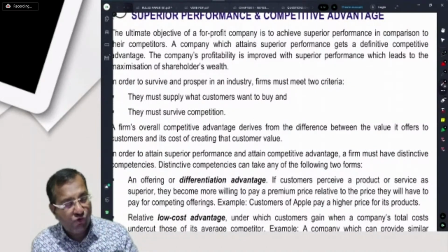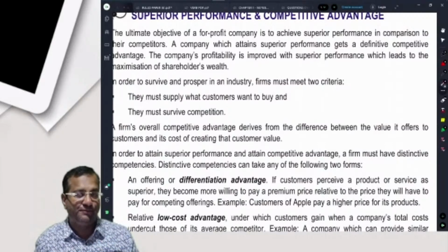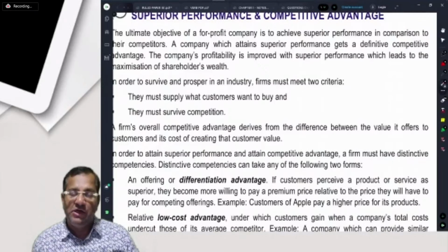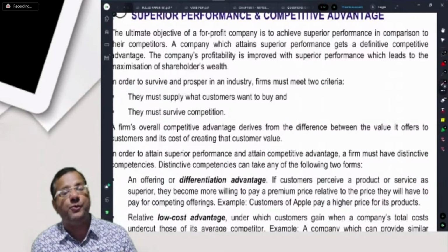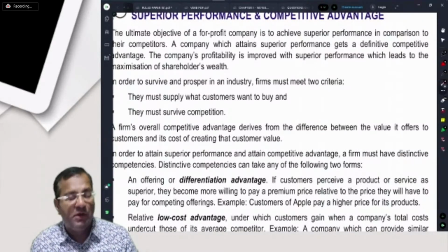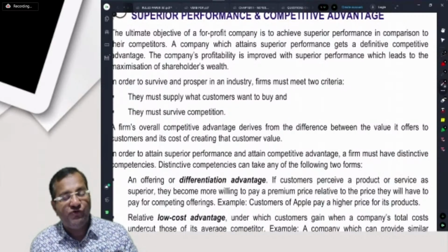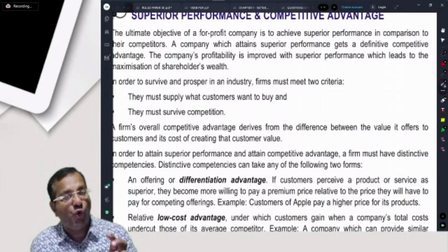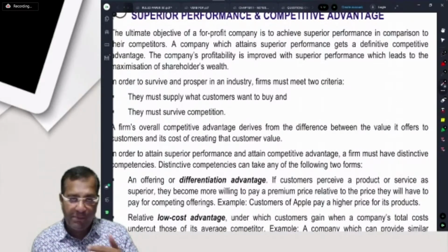The first 2 are the broader ones. The first competitive advantage generic strategy suggested by Michael Porter is product differentiation. The second one is low cost advantage. The third one is focused strategy. Can you please repeat with me, beta?